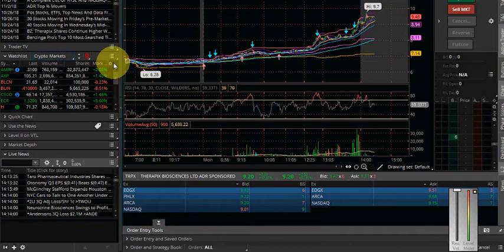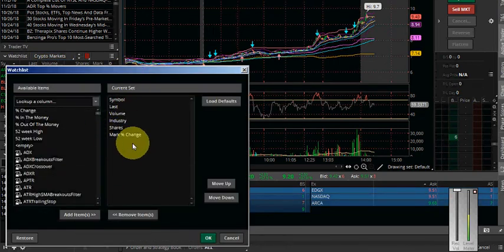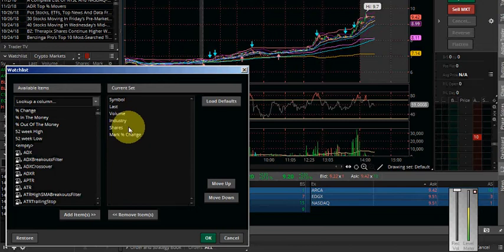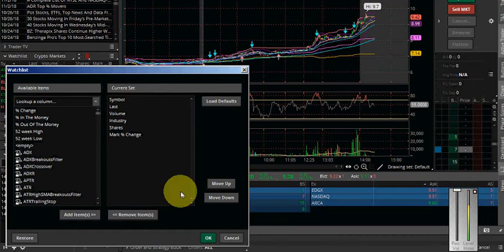So right here, if you go onto your watch list and click this little settings button and go to customize, you pull it up, and there's a whole bunch of stuff on here by default. I went ahead and removed most of it. The ones that I think are important are symbol, last, volume, shares, and mark percentage change. The mark percentage change is pretty much the same exact thing as the percentage change, except this one will also cover price changes in aftermarket or pre-market hours. So this is how I like to look at that.